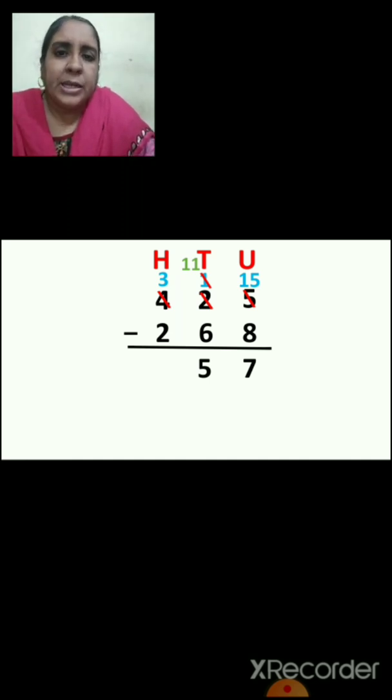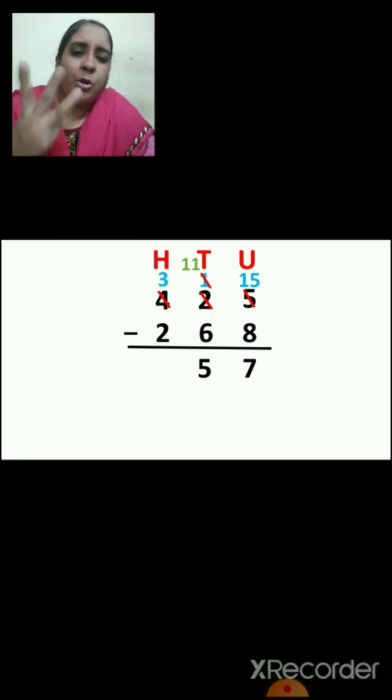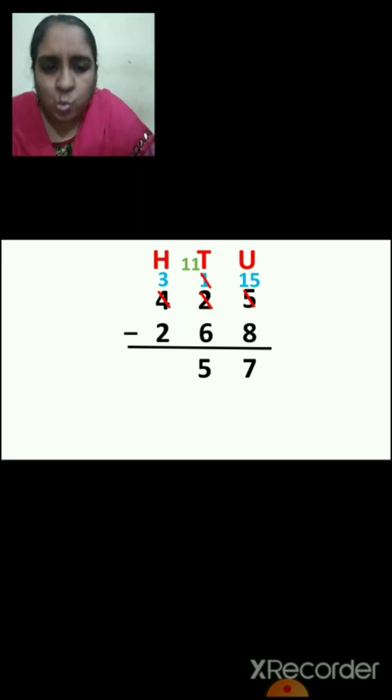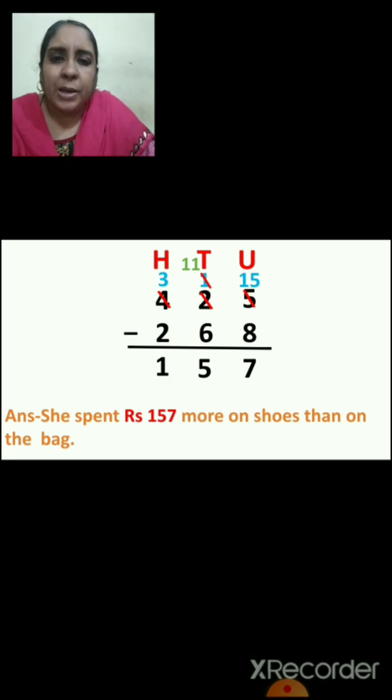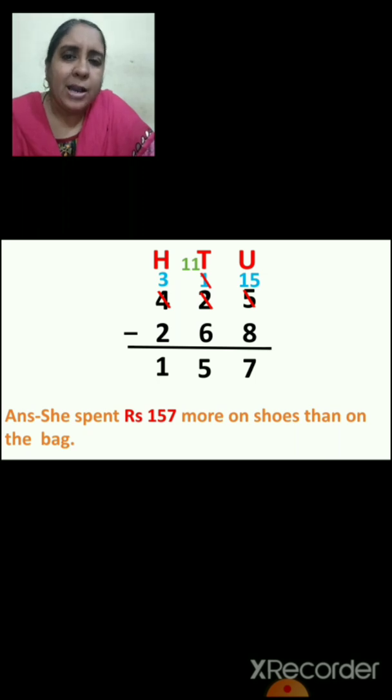Now we will go to hundreds place. That is 3 minus 2. So out of 3, you have to minus 2. What will remain in hundreds place now? 1. So what answer you got? 157. Now you have to write the last statement, that is the answer. Yes, she spent rupees 157 more on shoes than on the bag. So this will be your answer, children.